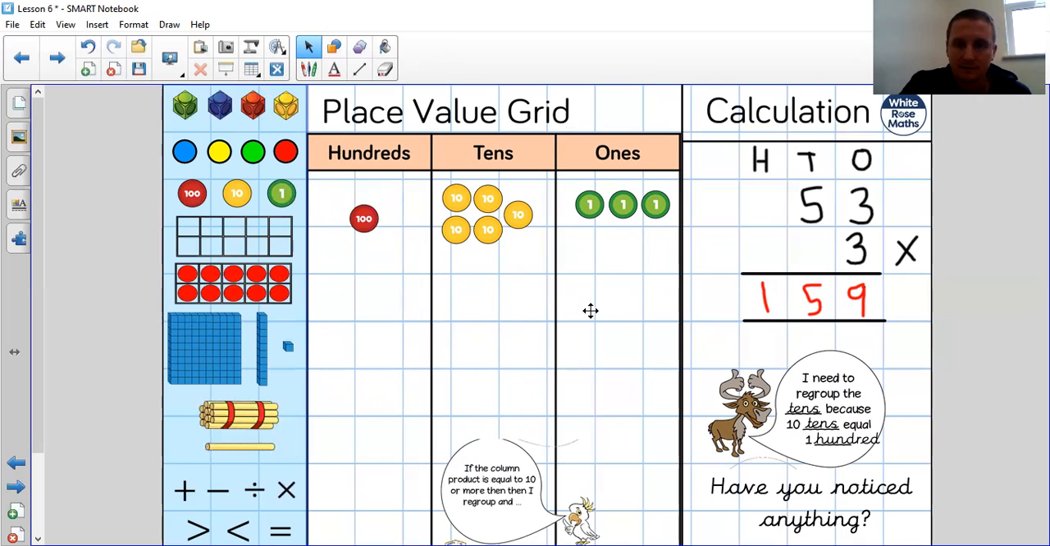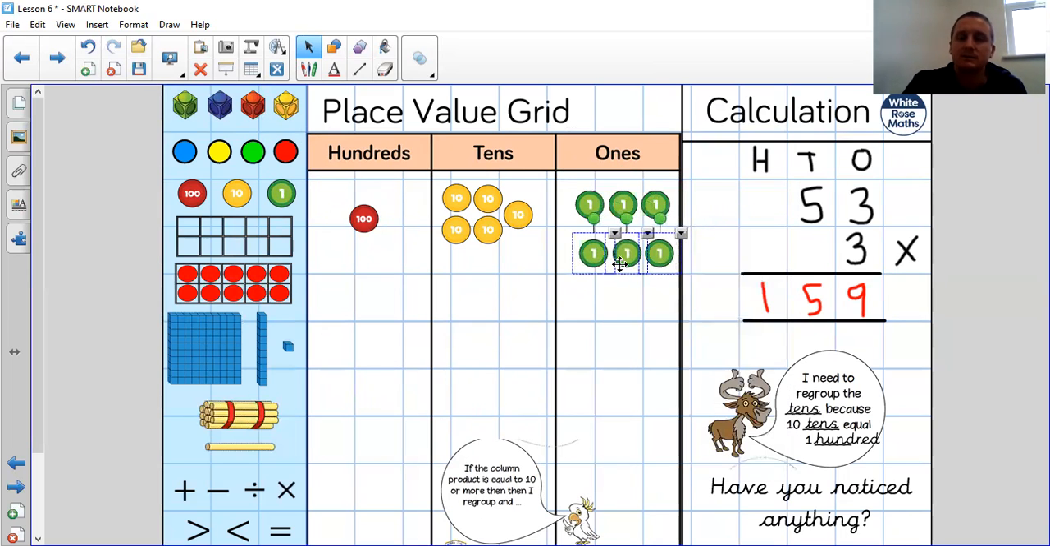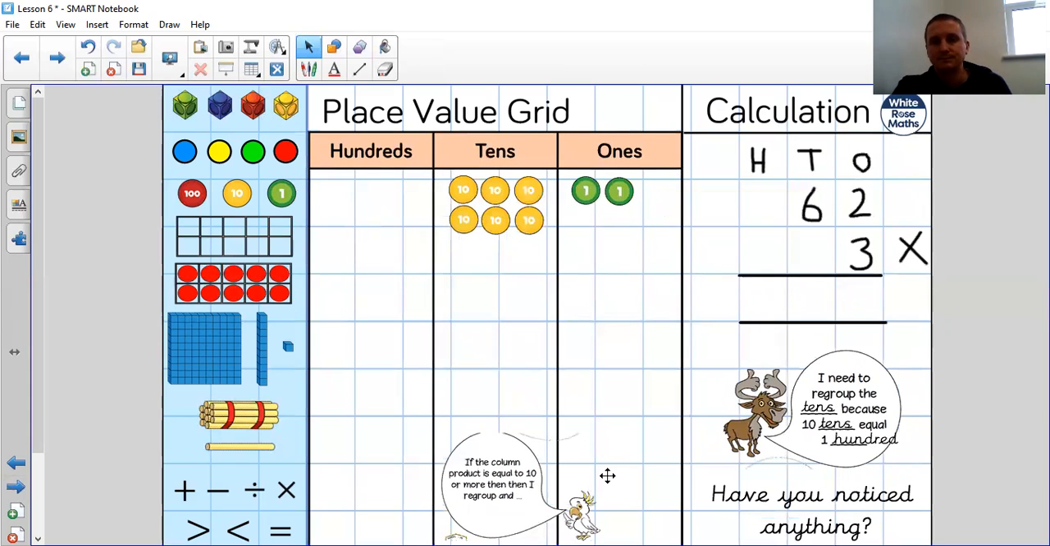So my answer, I'm just double checking, is 150. That was obviously 3 3s. So I'm just going to clone those again. I'm doing it the long way, guys, just to prove my answer and double check that I've done it correctly. So 159. Okay, I did 3 times 3, and then I did 3 multiplied by 50, 3 50s. And that makes 150. So next one. Have a go at doing this yourself first.